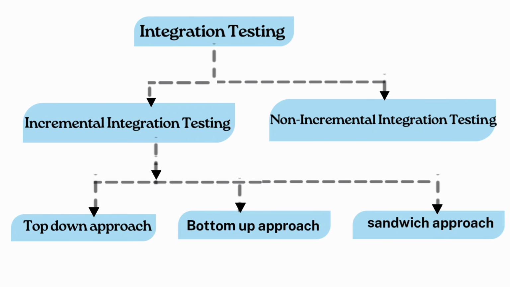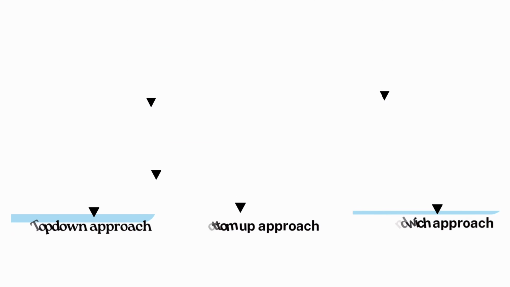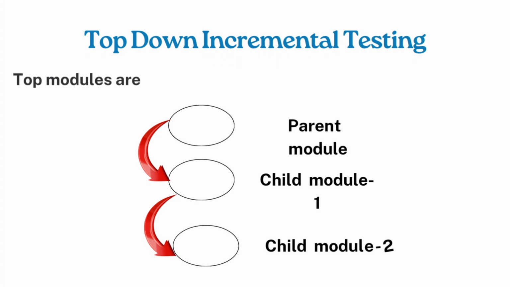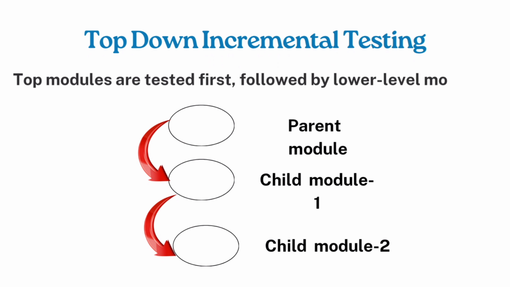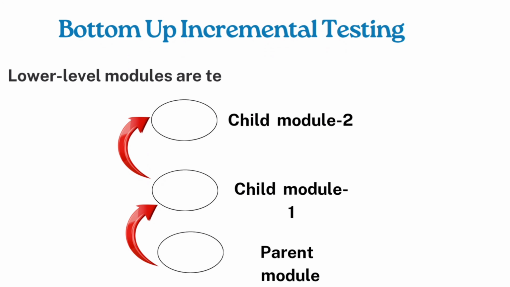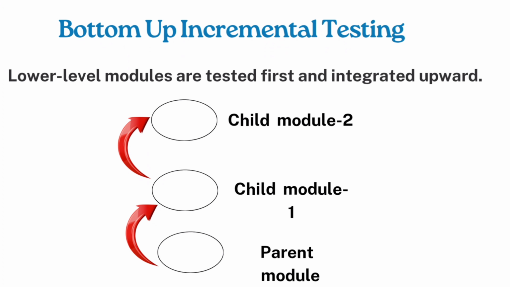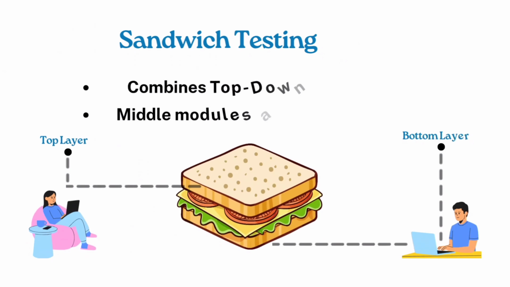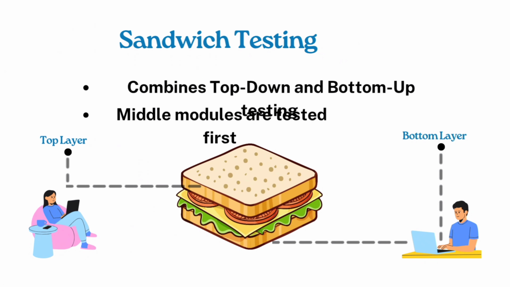Incremental integration testing is further divided into top-down, bottom-up, and sandwich approaches. In top-down integration testing, testing starts from the top-level modules and moves downwards. Stub modules are used to simulate lower-level components. In bottom-up integration testing, testing starts with lower-level modules and progresses upward. Driver programs are used to simulate higher-level modules. If you are doing top-down and bottom-up integration testing together, then it is called sandwich testing.